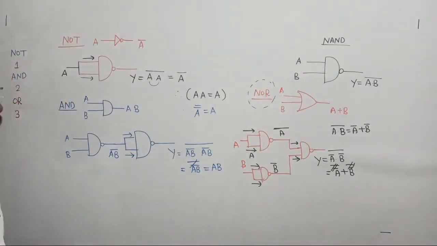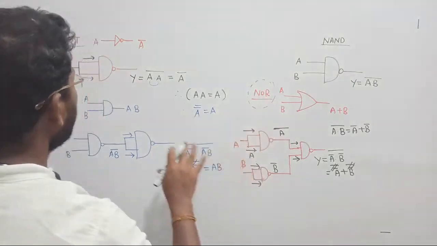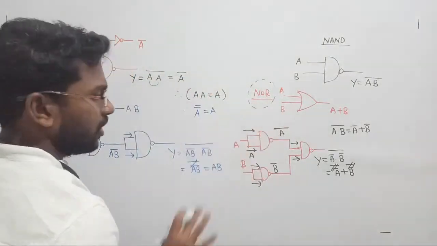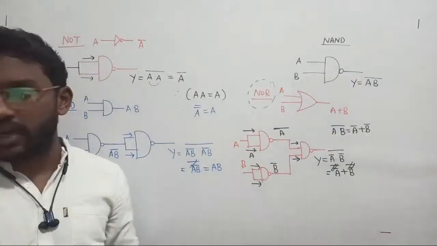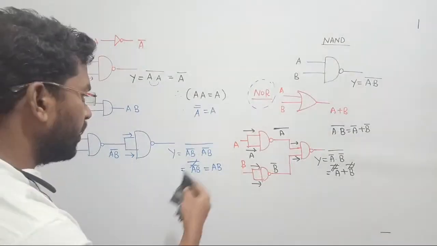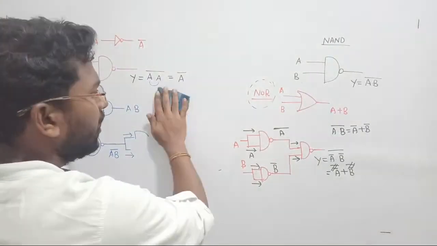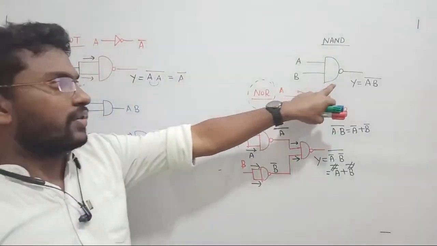Now, what is our next calculation? Okay, now we have designed the NOT gate, AND gate and OR gate. In the same way, we have to design the others. So let us design the NAND gate and the NOR gate, right?